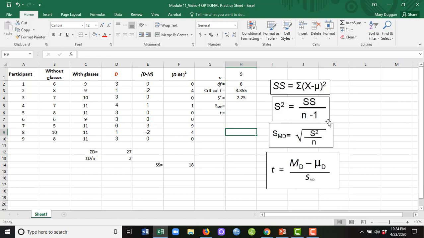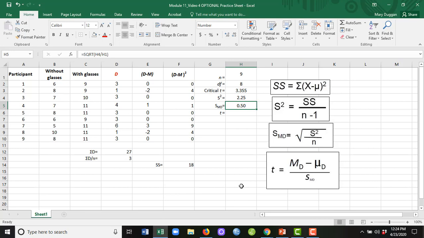Now the final part for the denominator of the t formula, this standard error of the difference scores, is going to be the square root of variance divided by n. So I'm going to come over here, type equals, put square root, and it's asking what you want to take the square root of. I'm going to do the square root of my variance divided by my n of 9. Remember, we already made the adjustment in the variance itself, so we don't need to use degrees of freedom. We're using 9 here. That means my standard error is 0.50.